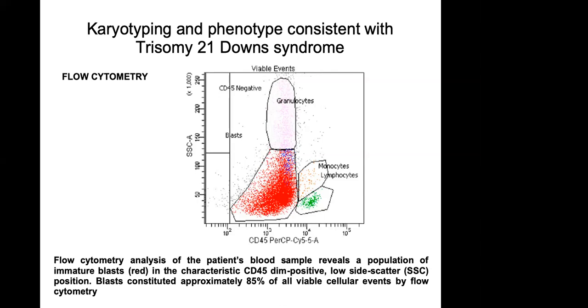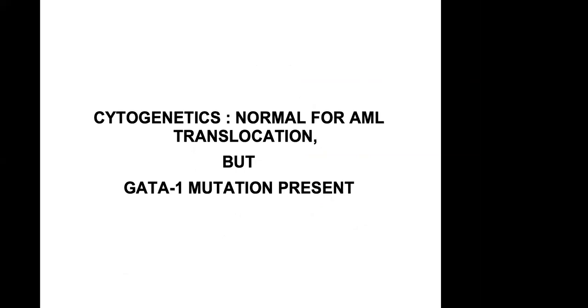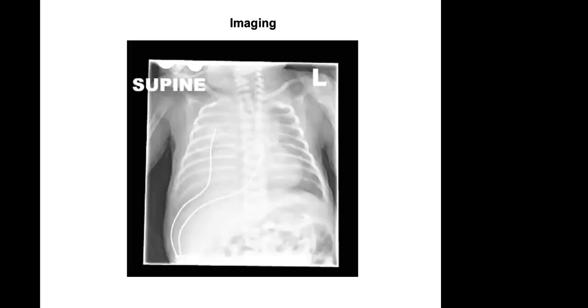We also worked up a little more. There was a normal cytogenetic for AML, but the GATA1 mutation, which is very peculiar to Down syndrome and transient myeloproliferative disorder or AML with Down syndrome, we found that was positive. That we found later on, because it takes some time to get this GATA1 report. But at this point of time, we knew that we are dealing with transient myeloproliferative disorder in a Down syndrome child. So he was dyspneic. They did an X-ray chest and it showed a pleural effusion.